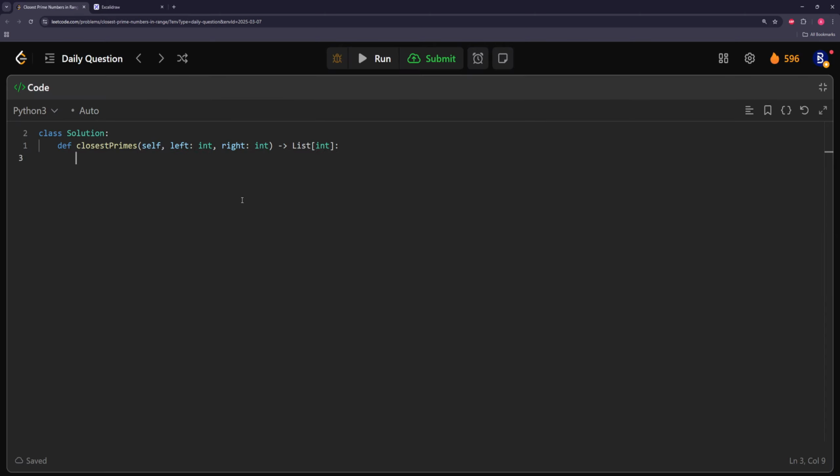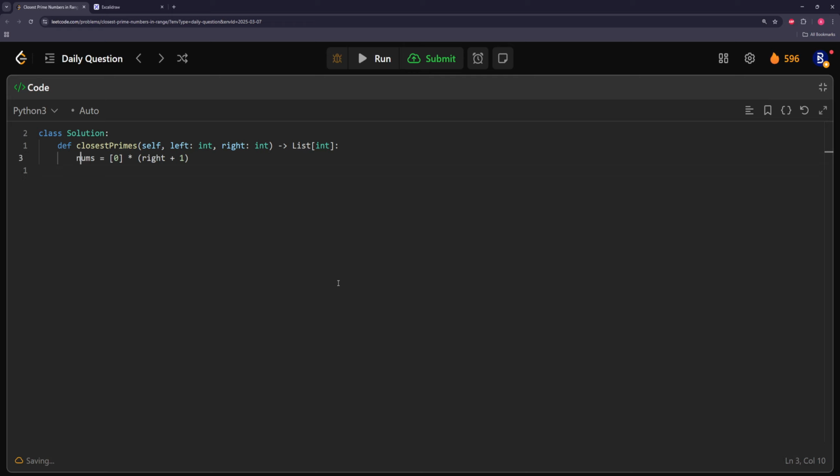All right. And I think this is worth memorizing, the sieve and how to get the prime of just one number. Those 2 math things are worth memorizing, in my opinion, or like learning and figuring out how they work. Right, so let's say nums is 0 times right plus 1.